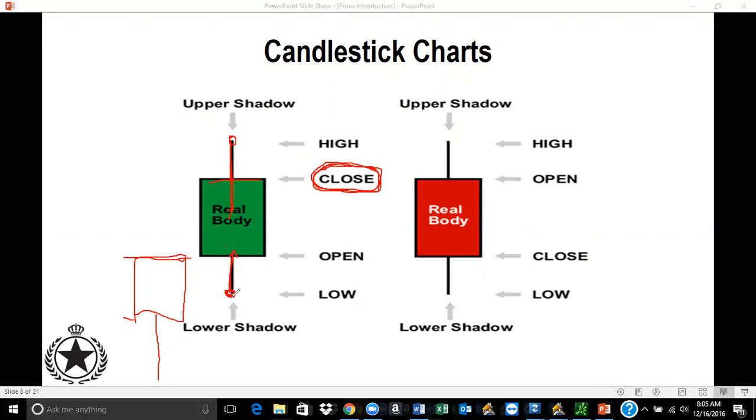I'm not saying it's not important. Now, the high and the low is important. The open is also important. But the most important is the close. All right? That's a freebie. You guys will appreciate me later for that one. But that is the most important.